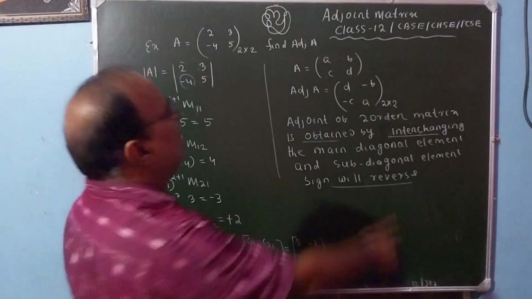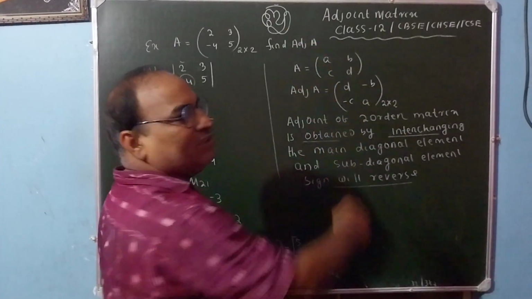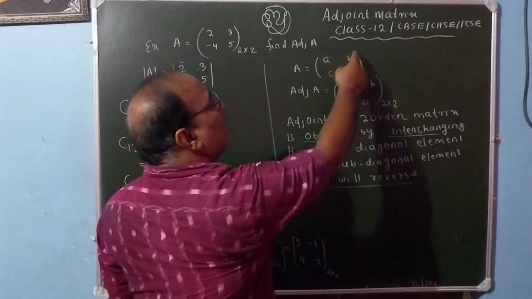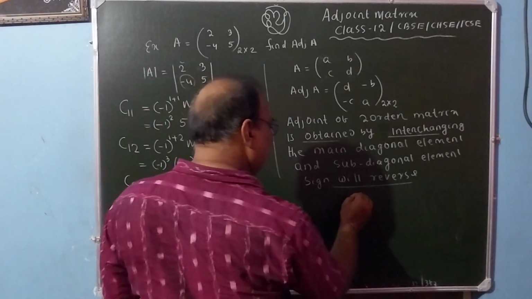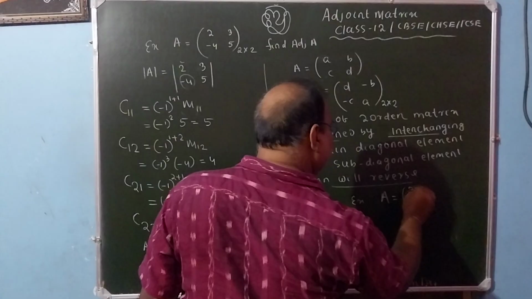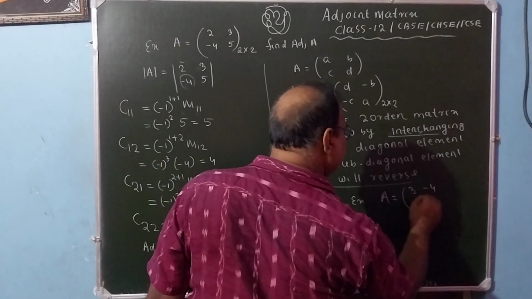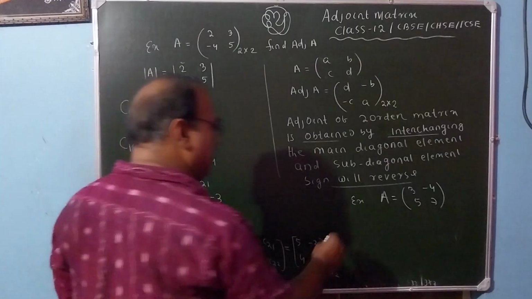Okay, main diagonal element will be interchanged. A will be here, B will go there, and subdiagonal element sign will be reversed. Okay, one example. A is equal to 3 minus 4, 5, 7. How can you find out the adjoint of matrix directly?